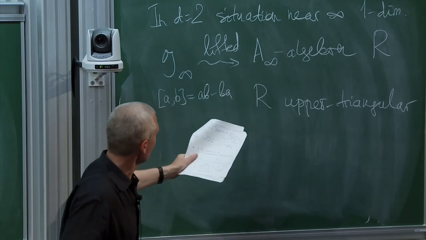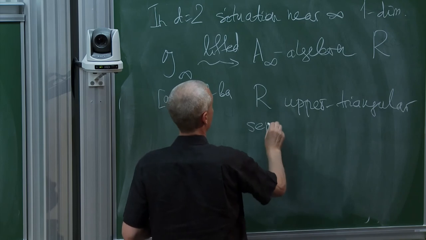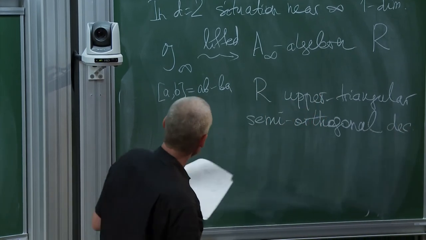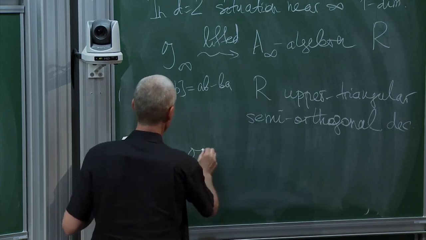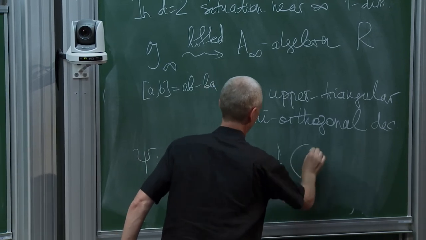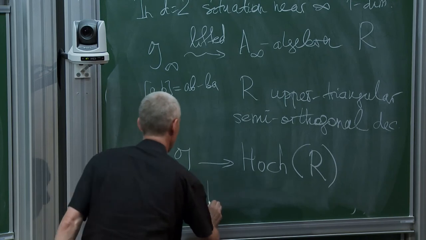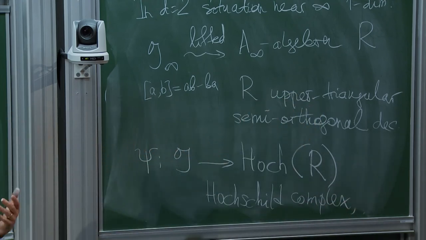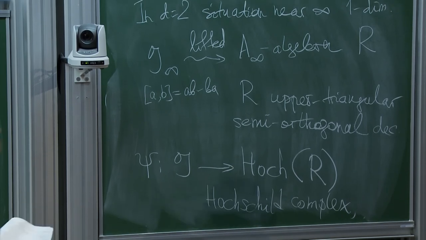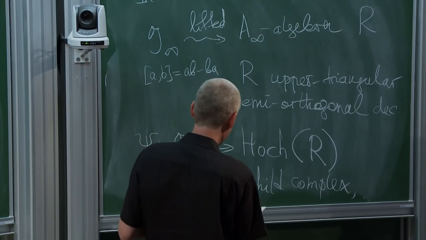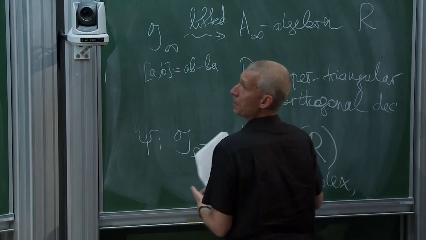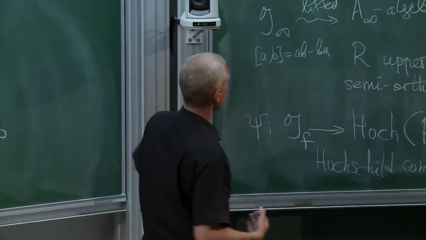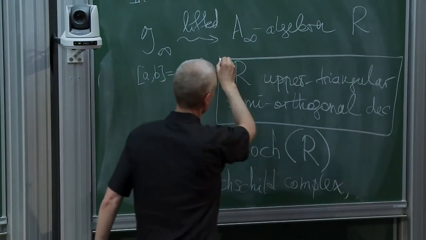Or using the more derived category language, the category of R-modules has a semi-orthogonal decomposition. And we have a map. We can extend this to a homomorphism psi from G to the Hochschild complex of R, which, again, as is well known, governs deformations. So in fact, if we work with coefficients, then we'll get the image, not the entire Hochschild complex, but a subcomplex which governs deformations that preserve the structure, that preserve the semi-orthogonal decomposition.